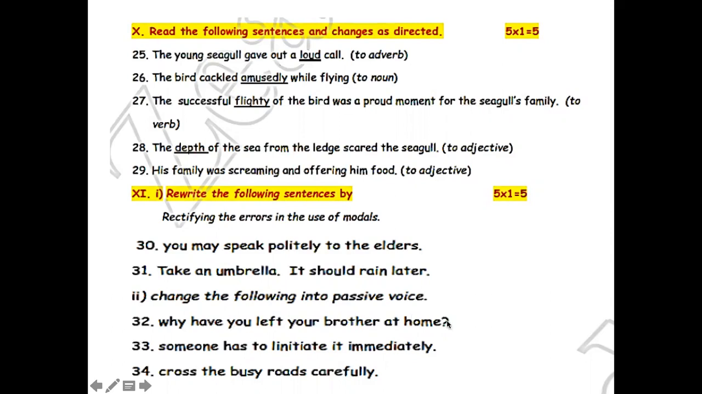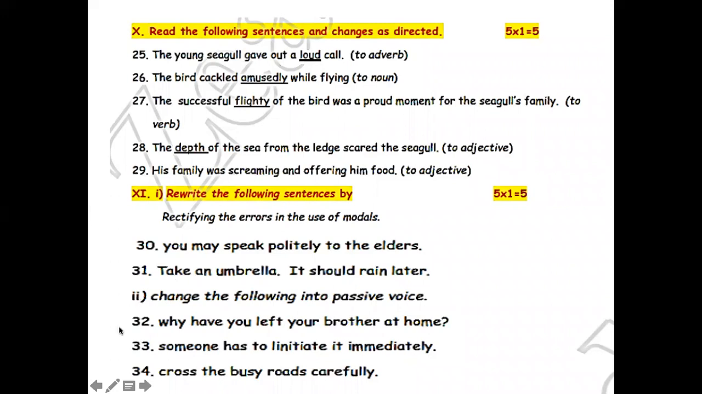Why have you left your brother at home? Someone has to initiate it immediately. Cross the busy roads carefully. These are in different forms. That is, this is an interrogative sentence, this is a declarative, and this is an imperative sentence. So if you go through the book back exercises, I have already taken active and passive voice. You have already learned it. So now what you have to do, you have to just go through all these exercises so that you will be prepared for the test.